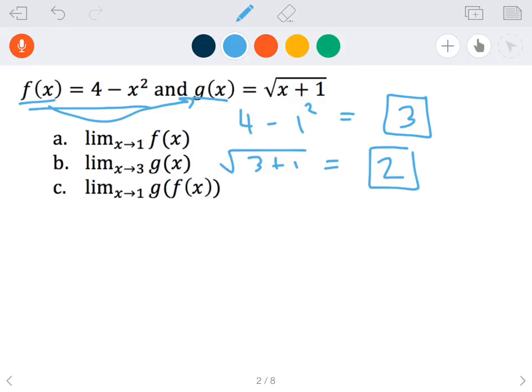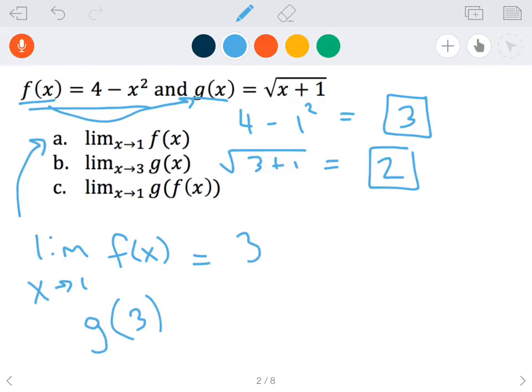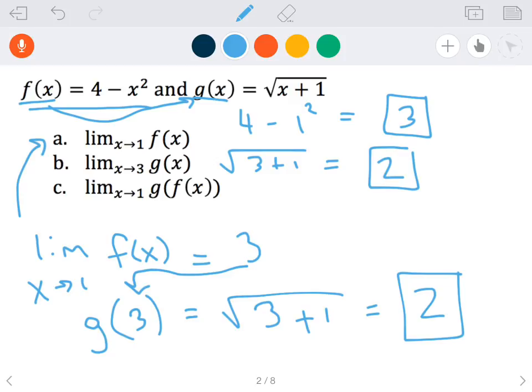Okay, what you can do is you can find the limit as x approaches 1 of your inside function, which, by the way, is what we already did in part A. And so that's equal to 3. And then all you have to do is evaluate g of 3. You take your answer and you plug it into your outside function. And so if I plug 3 into that, I'll get 3 plus 1, square root, is 2. Nice convenient shortcut for those types of problems.